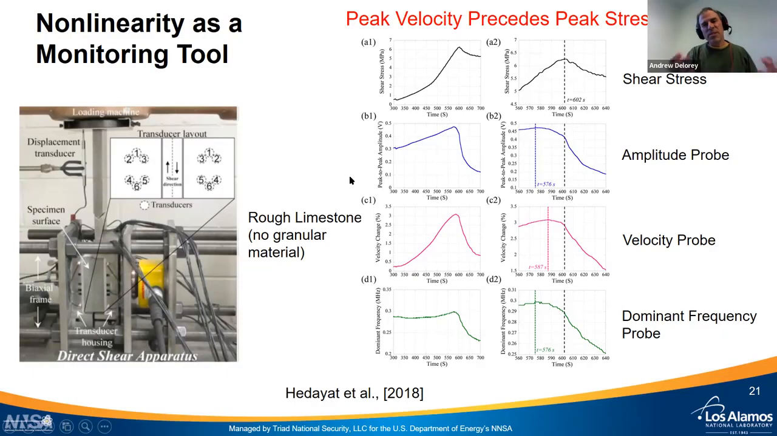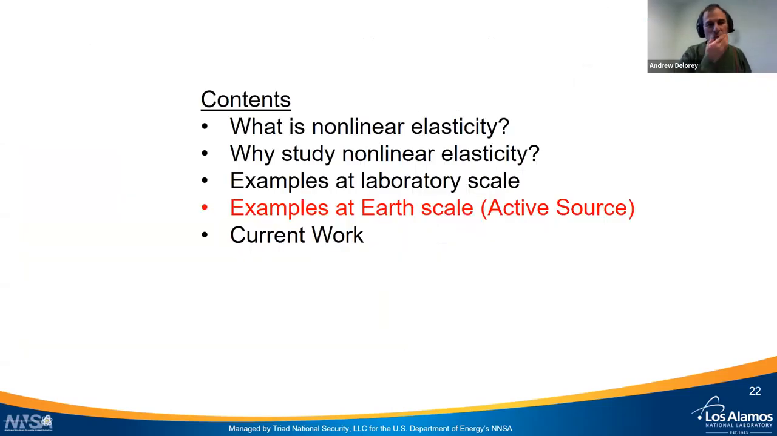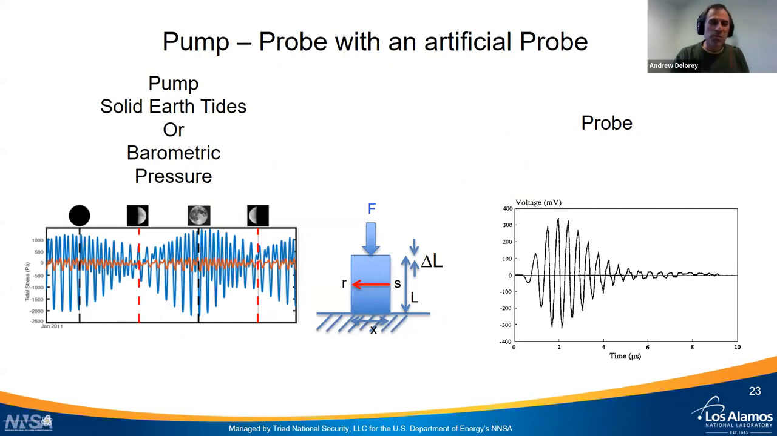And so these are the kinds of things we're going to be looking at that we'd really like to be doing in the earth. We want to understand what's the current state of a fault, and can we learn anything about precursory activity that might tell us about what's going to be happening in the near future. So now I'm going to talk a little bit about some examples at Earth scale. The first one's an active source experiment, and this one is really cool.